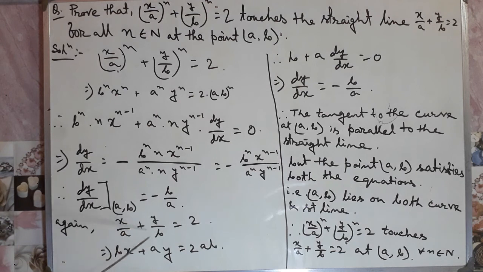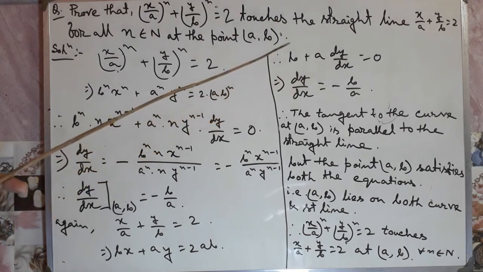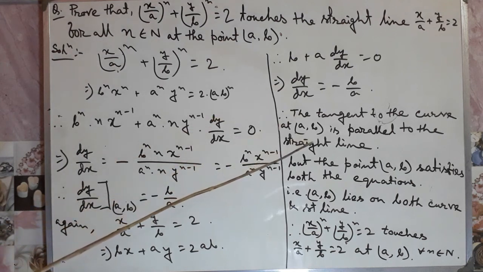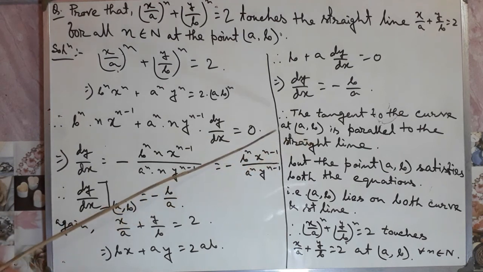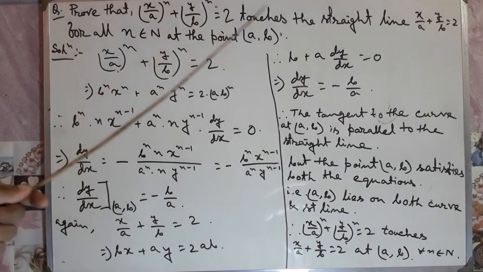And the straight line is x/a + y/b = 2. So, differentiating both sides, we will get dy/dx = −b/a. That means the slope of the straight line is equal to the slope of the tangent at the particular point (a, b). So, the straight line is parallel to the tangent at the point (a, b). Now, you see the point (a, b) satisfies both equations, that means the point (a, b) lies both on the curve and on the straight line.